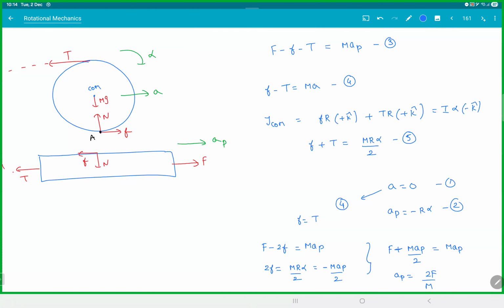To F by M. Sorry, F by 2M. This is, sorry, minus is there. I goofed up that part. There is a minus already there. That's a plus. That would be minus 2F by 3M.